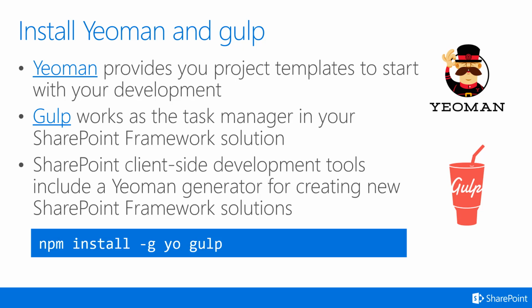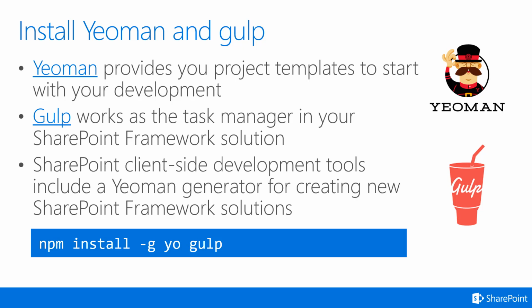Installing Yeoman and Gulp can be easily done from the NPM package manager. The command will be npm install with -g if you want to install this globally, which would be the typical setup when you're getting started with SharePoint Framework development. Yeoman is the one which is providing your project templates, or it is the project template engine to be precise. And Gulp works as the task manager for your SharePoint Framework solution.